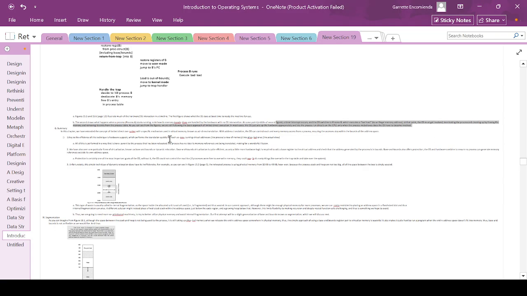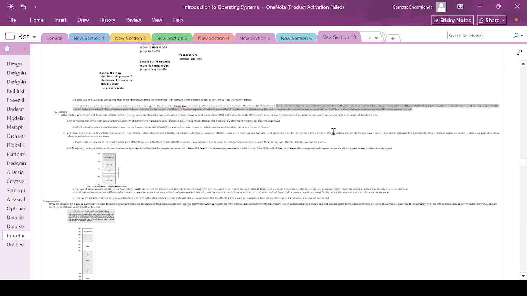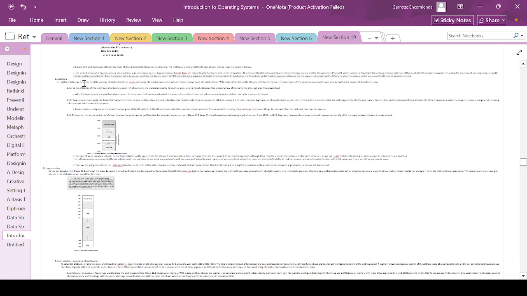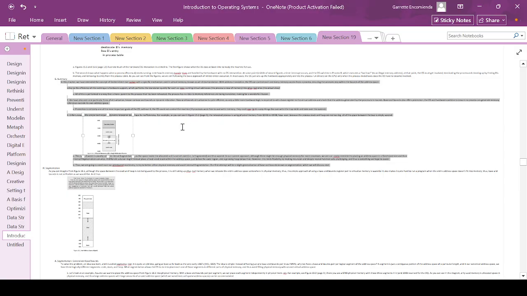As you can see from the figures, we're still following the basic approach of limited direct execution. In most cases, the OS just sets up the hardware appropriately and lets the process run directly on the CPU. Only when the process misbehaves does the OS have to become involved. So, summary: in this chapter, we have extended the concept of limited direct execution with a specific mechanism used in virtual memory known as address translation. So now we are being more sophisticated on how we see the modern operating system handles these processes.